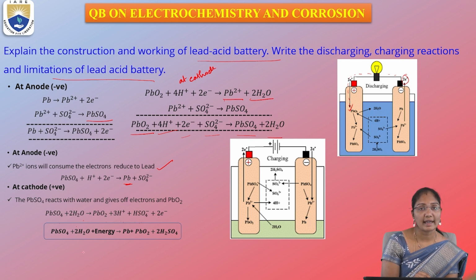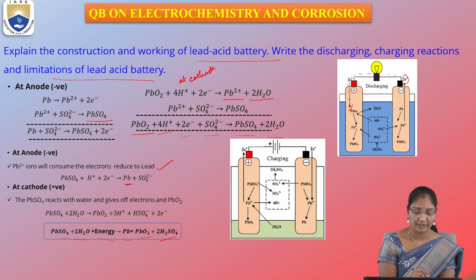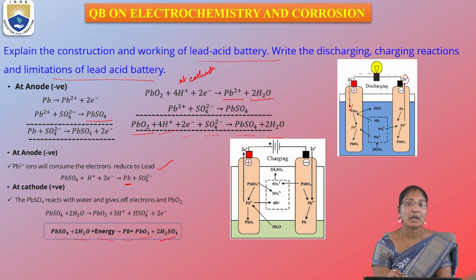So the overall reaction from anode and cathode is lead sulfate plus 2H2O plus energy. It gives the lead plus lead oxide and 2H2SO4. So this is going to happen in the lead acid battery.